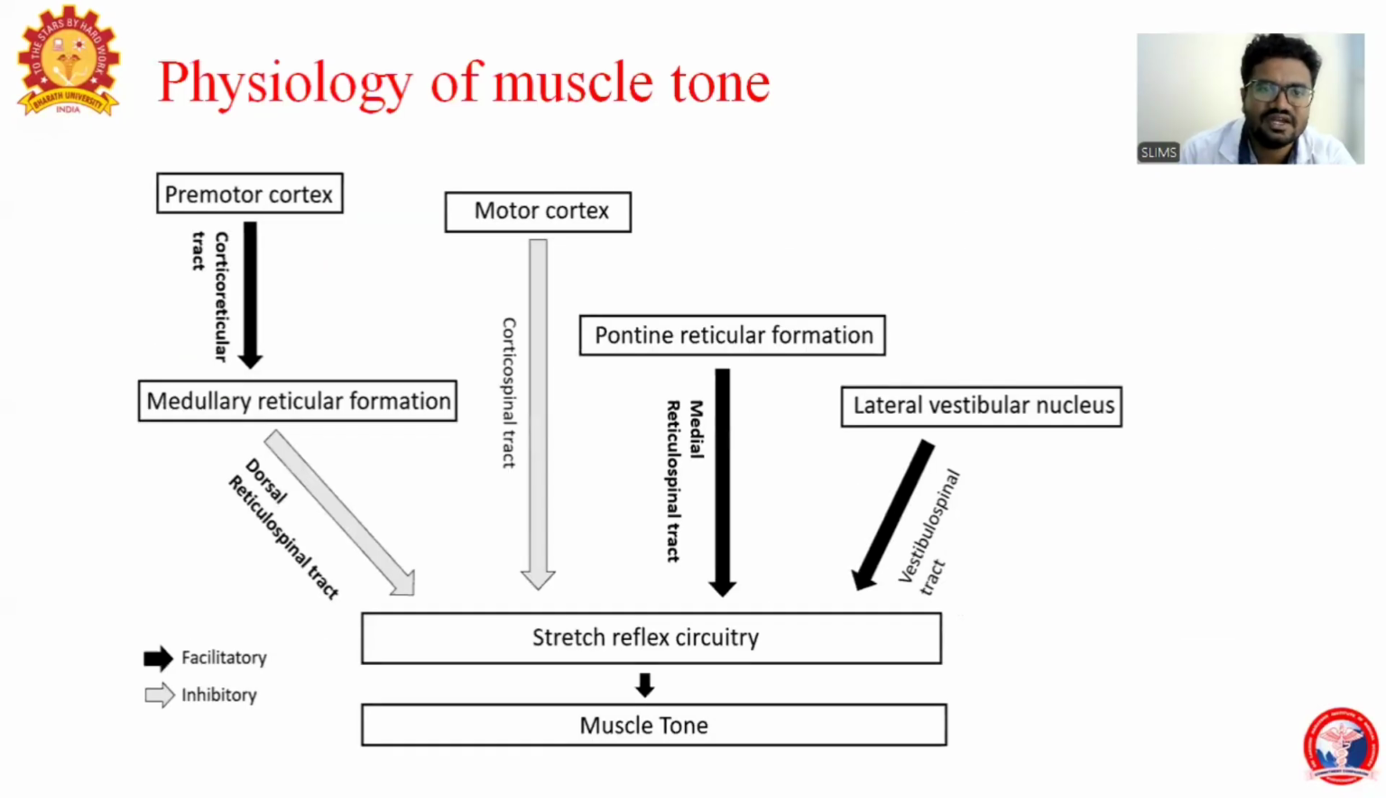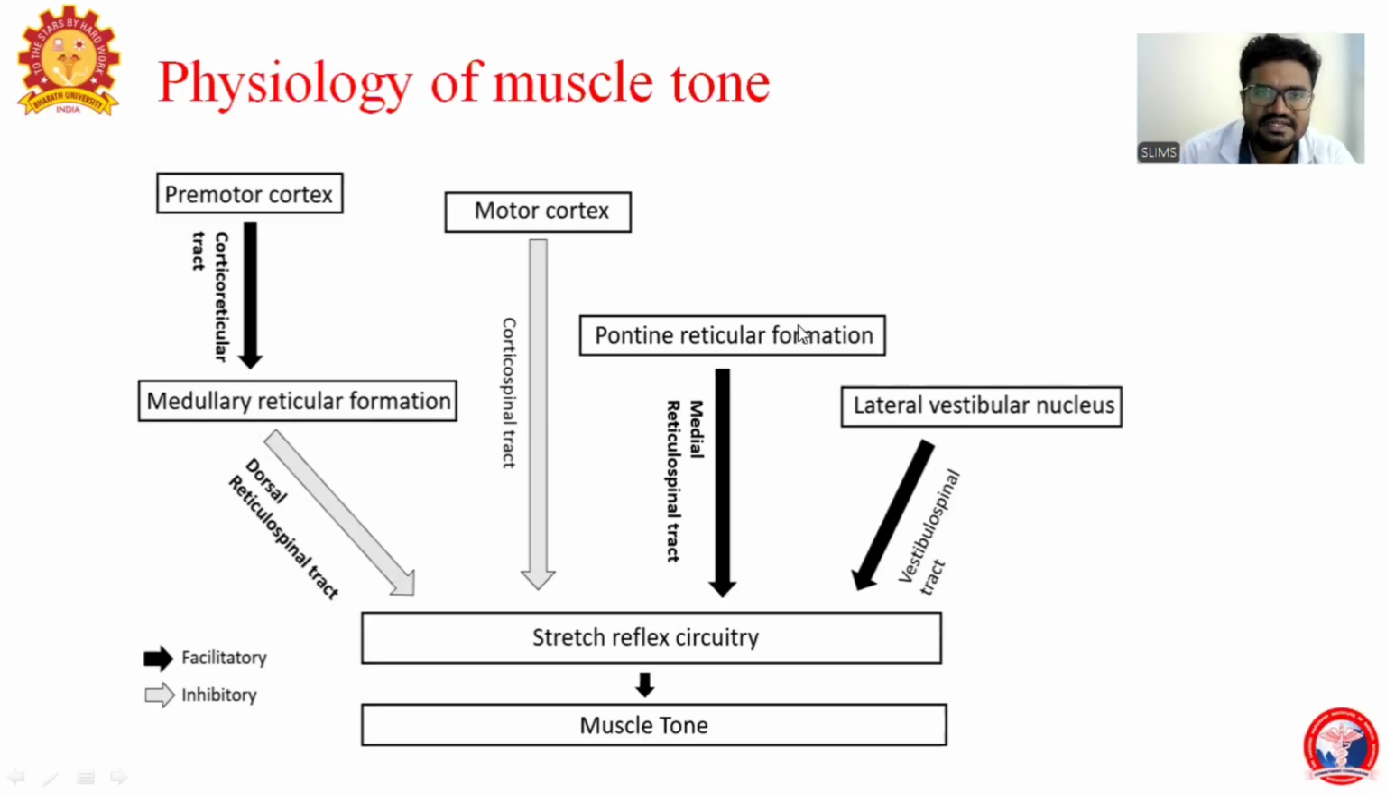So moving on to the physiology of muscle tone. How is the muscle tone regulated? If you see the motor cortex, from the motor cortex the corticospinal tract goes to the spinal cord. And also from the premotor cortex, tracts like the cortico-reticular tract relay in the medullary reticular formation in the medulla. From that, the dorsal reticulospinal tract descends downwards. Similarly, from the pontine reticular system, a tract called the medial reticulospinal tract, and from the lateral vestibular nucleus, which organizes the position, the vestibulospinal tract.